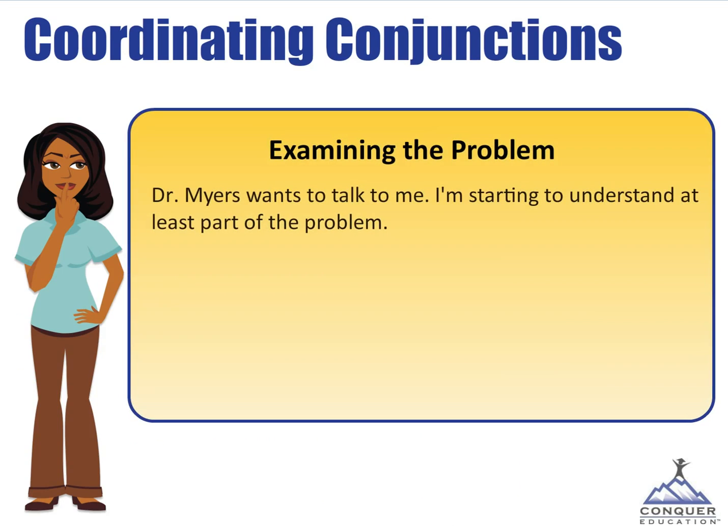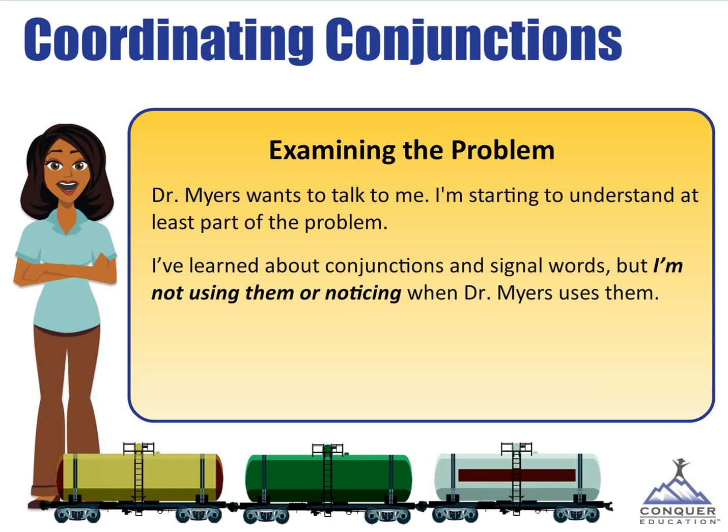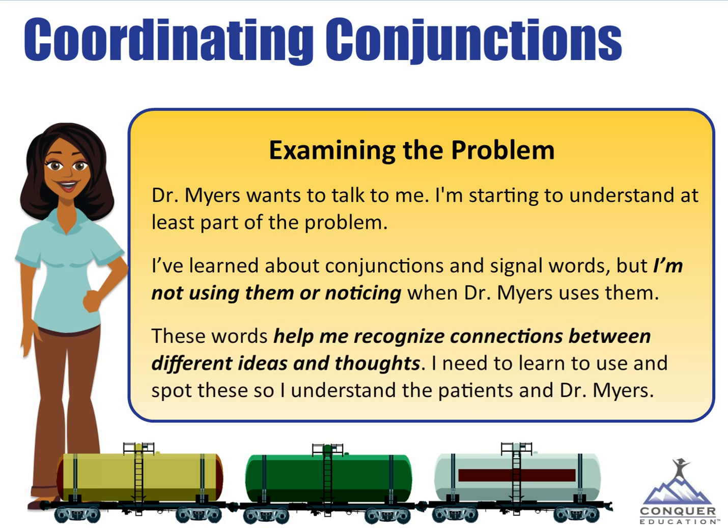Dr. Myers wants to sit down with me to see if we can work out what the problems are. I think I am starting to understand at least part of the problem, though. I've learned about coordinating conjunctions and signal words in school, but I'm not using them when I write down what the patients say. Also, I'm not paying enough attention to spot when Dr. Myers is using them. These kinds of words help me recognize connections between different ideas and thoughts, and I think I need to learn to use and spot these to help understand both the patients and Dr. Myers better than I have been.